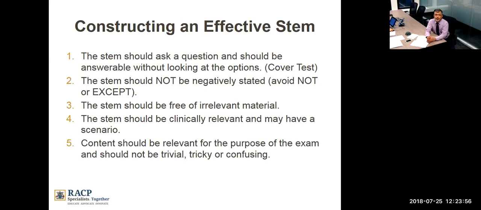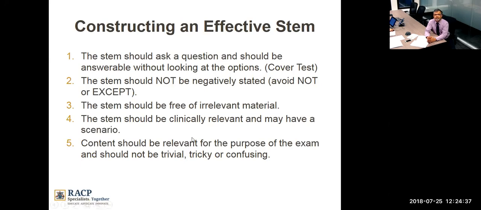What we also want to do is be as straightforward as possible. So the STEM should be as free from irrelevant material as we can make it. We don't want huge scenarios with a whole bunch of red herrings and irrelevant things. We want to make sure that we assess what we really want to assess. We make our questions as simple and with as little reading as possible, yet at the same time challenging. The STEM should be clinically relevant and may have a scenario, but we'll talk more about scenarios later on. Again, the last point is about not being tricky or confusing.